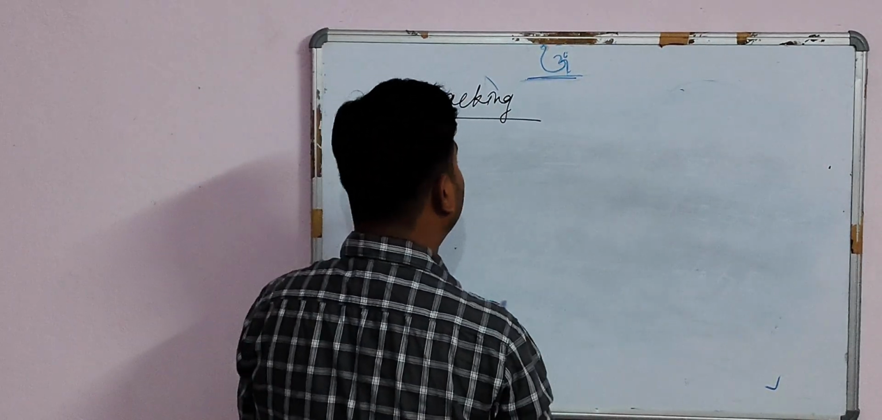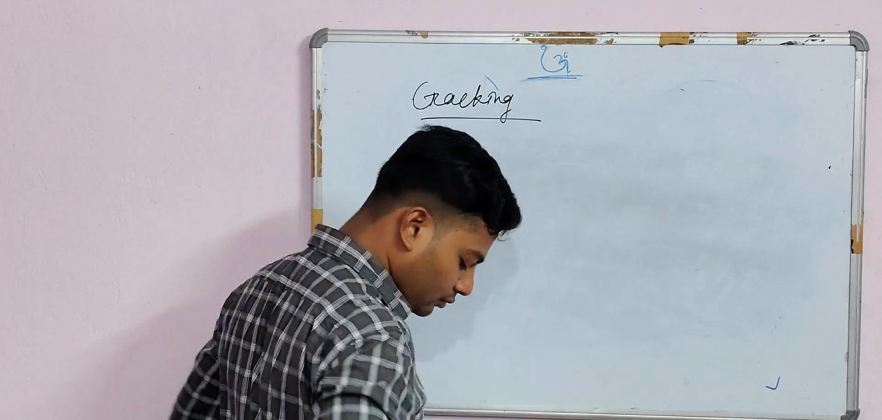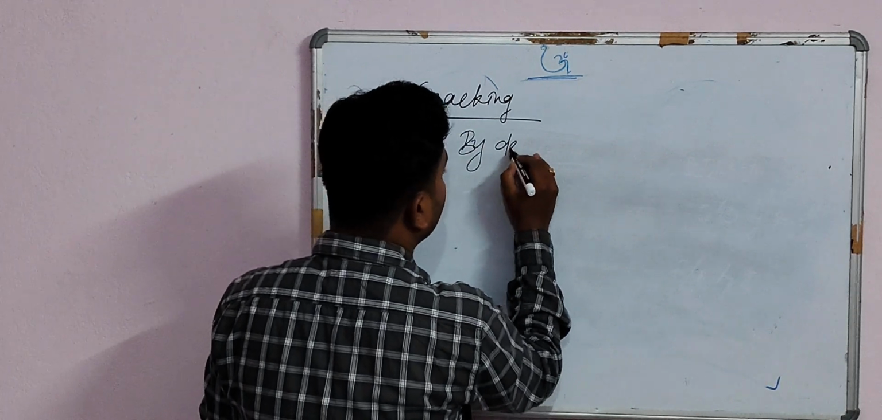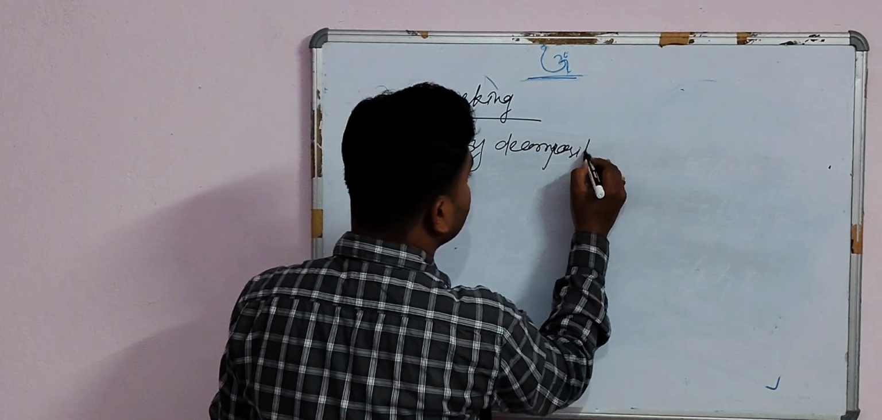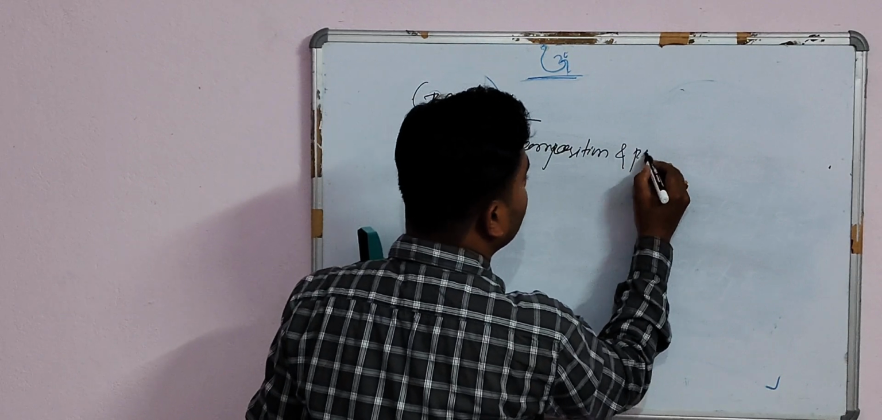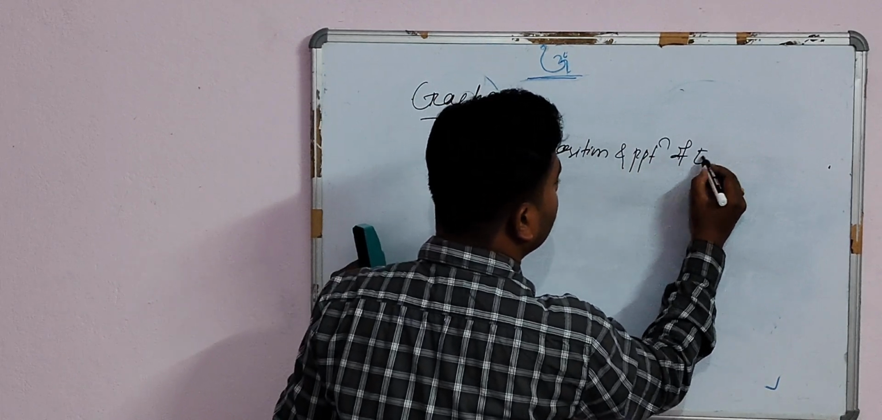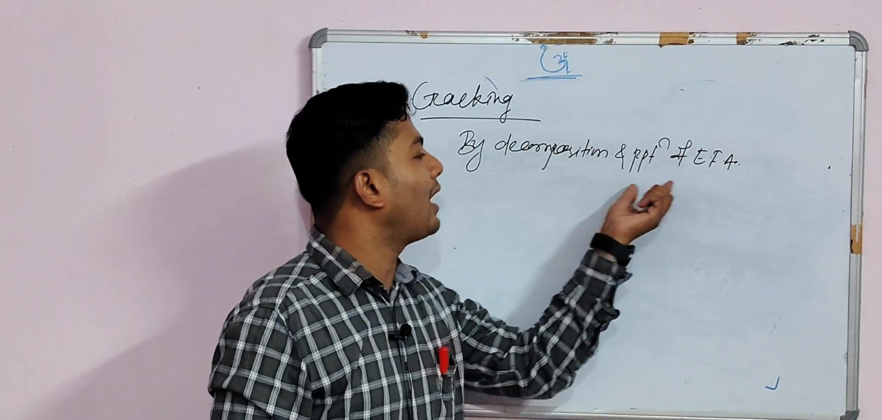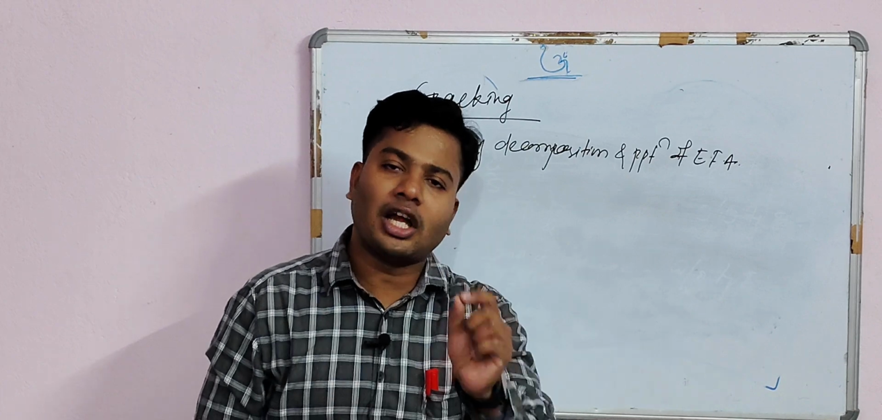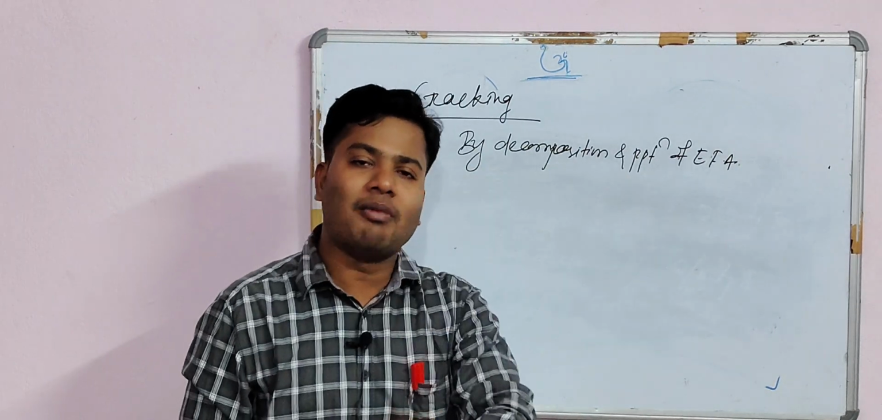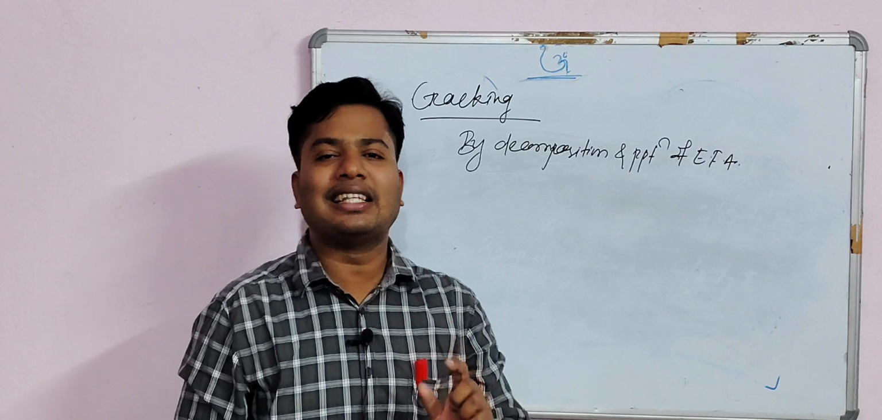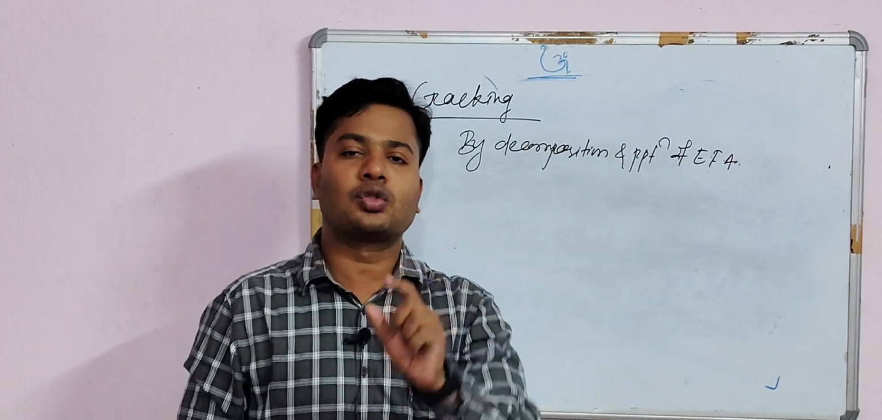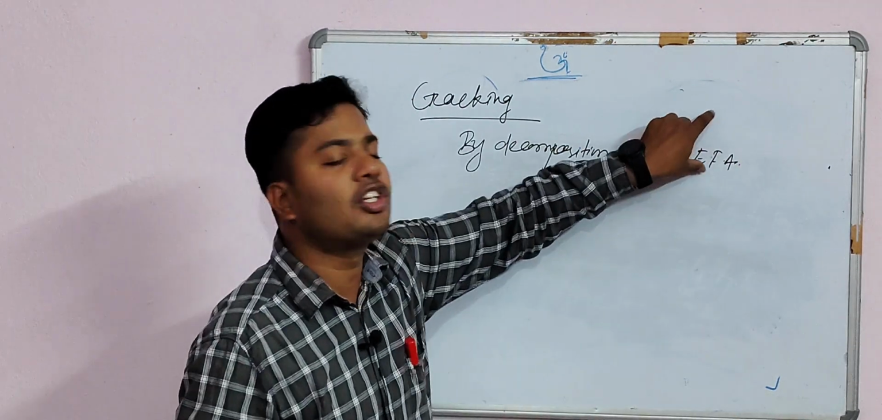The next point is decomposition and precipitation of emulsifying agent. Mind this, students. When the emulsifying agent is decomposed or precipitated, in that time the emulsifying agent cannot work properly inside the emulsion. Definitely it leads to cracking, and you can say it is the instability of an emulsion.